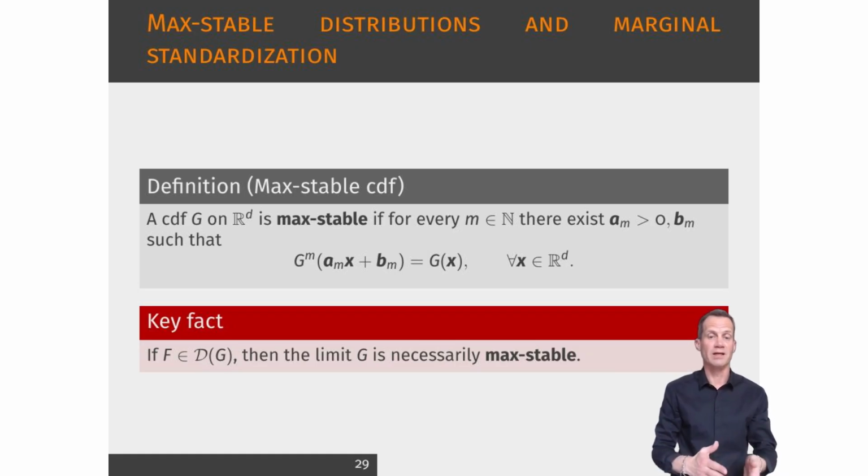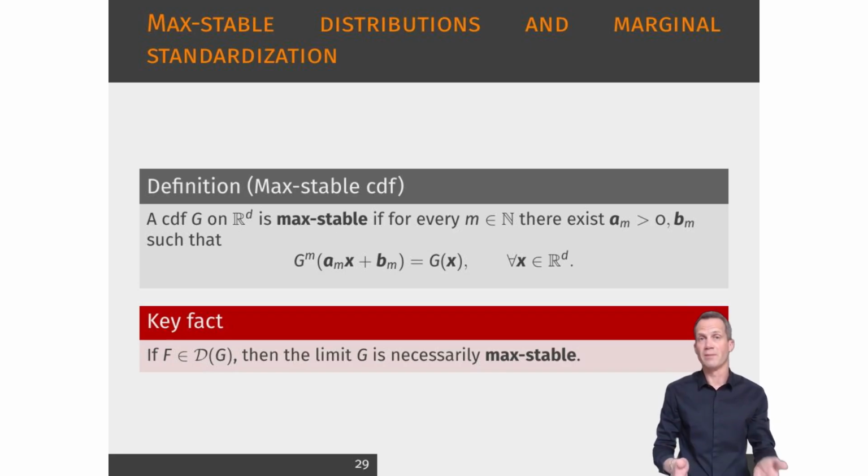The key fact is exactly parallel to the univariate case. If a multivariate distribution is in a max domain of attraction, then its limiting distribution must be max stable. This result explains why max stable laws are central in multivariate extreme value theory. They are not chosen for convenience only.